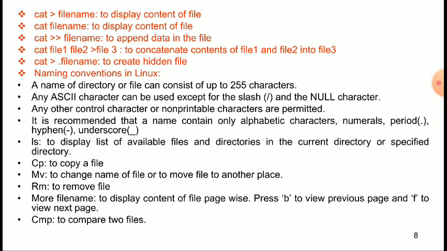more file name means to display the content of a file page wise. Press B to view the previous page and F to view the next page. B for previous and F for next page. So that is the more command. Next command is cmp. cmp means to compare two files. So that is the cmp command.